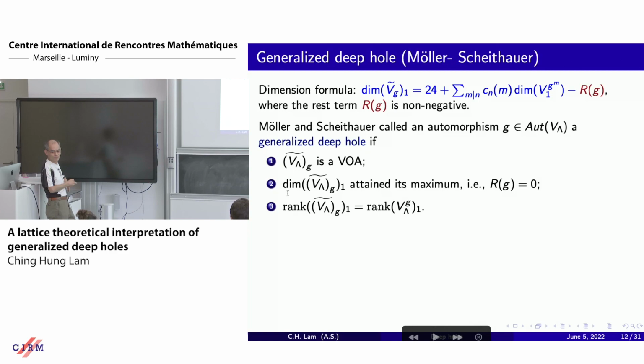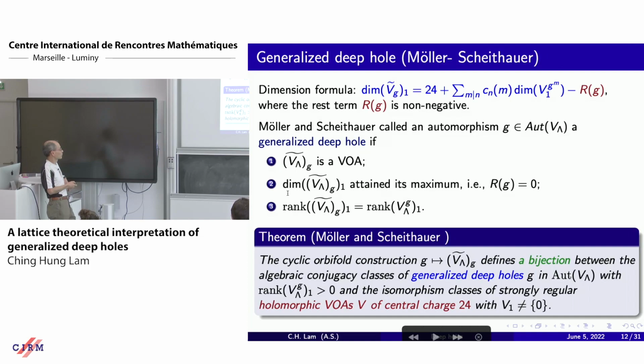All right, and they actually prove this theorem. There's a bijection between the holomorphic VOAs of central charge 24 and generalized deep holes. Well, of course, we assume V1 non-zero. There is some kind of bijection. So it's a very nice theorem. Now the only thing which Miyamoto doesn't like is the name deep hole, because a deep hole usually refers to a point in R^24, and their deep hole is an automorphism. So this is something he doesn't like. So they say, okay, let's try to give a better interpretation of what a generalized deep hole is.